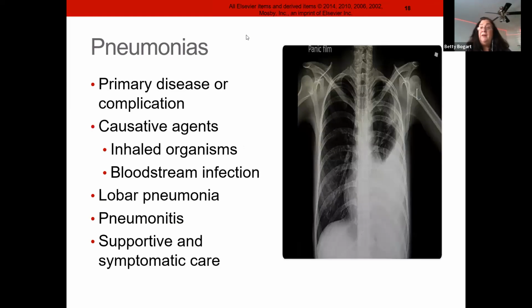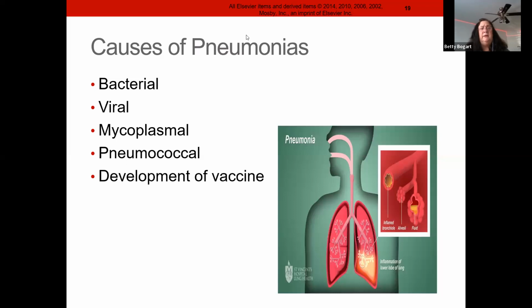Pneumonias. Now, as I said, pneumonias, temperatures 101, 102. You'll maybe hear a cough, vomited once, and they stopped eating. That's probably the most common symptoms that I have seen. Now, there's many ways to get pneumonias. We're going to go into that.